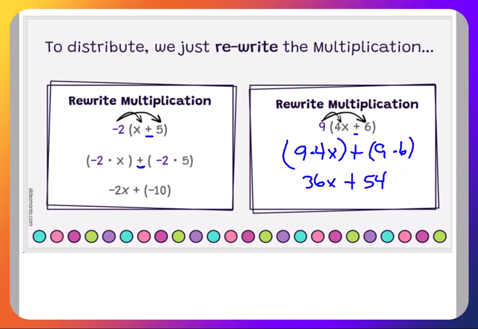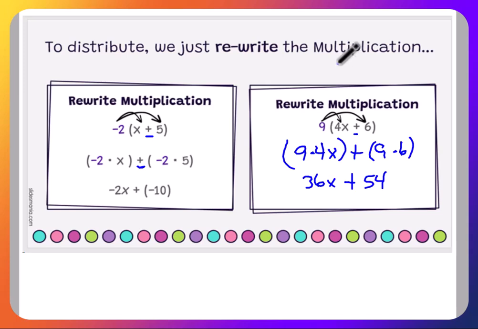54. Can we add together the 36x and the 54? No, we've already learned that they are not like terms. You can only add x's with other x's. Since the 54 does not have an x, you cannot add them together. But that's the distributive property. You're just distributing with multiplication the number of groups, 9, times each term inside the parentheses.